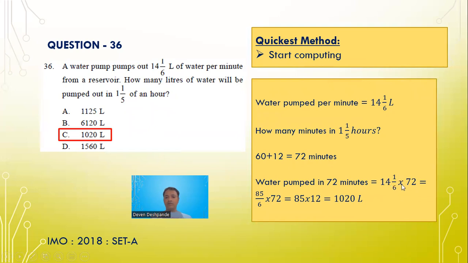14 integer 1 upon 6 into 72, isn't it? So what is 14 integer 1 upon 6? It is 14 into 6 is 84, 84 plus 1 is 85. 85 upon 6 into 72. What is 85 upon 6 into 72? 12 into 6 is 72, so it will be 85 into 12. 85 into 12 is 1020 liters.